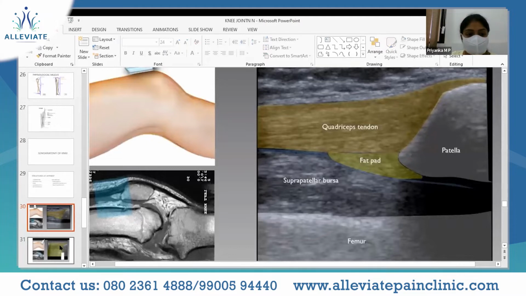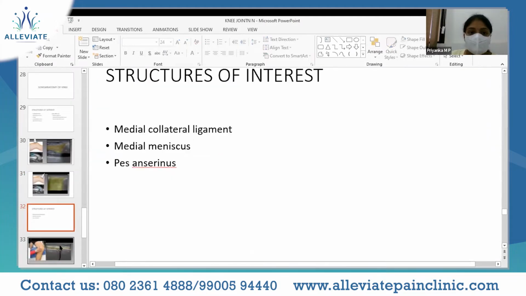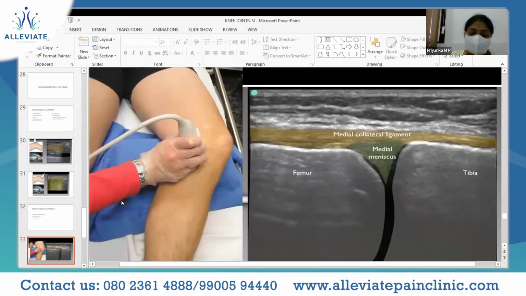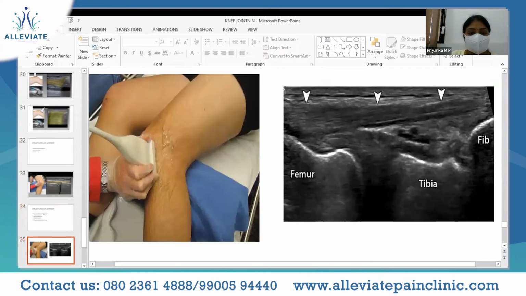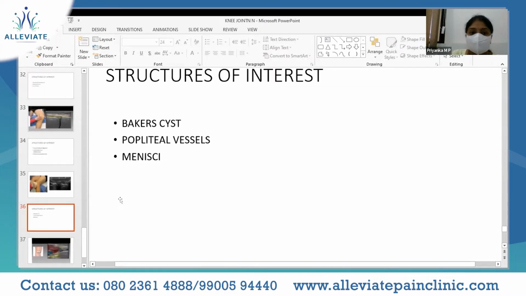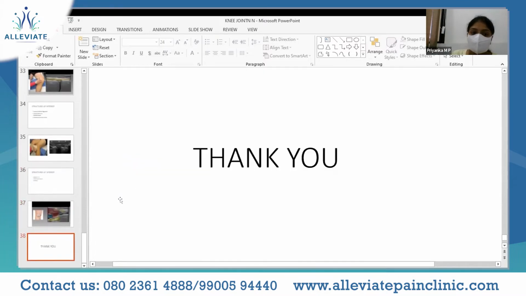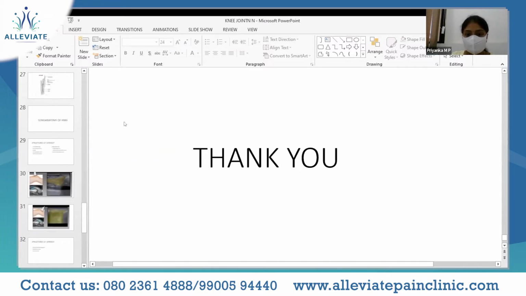Sonoanatomy will be discussed later. So on the medial side, medial collateral ligament, medial meniscus and pes-anserine bursa and pes-anserine attachment. On lateral side, lateral collateral ligament, lateral meniscus, iliotibial band and common peroneal nerve. Posteriorly, popliteal vessels, menisci and Baker cyst pathologically sometimes can be seen. Thank you. I hope this will help for the further understanding of further sessions.